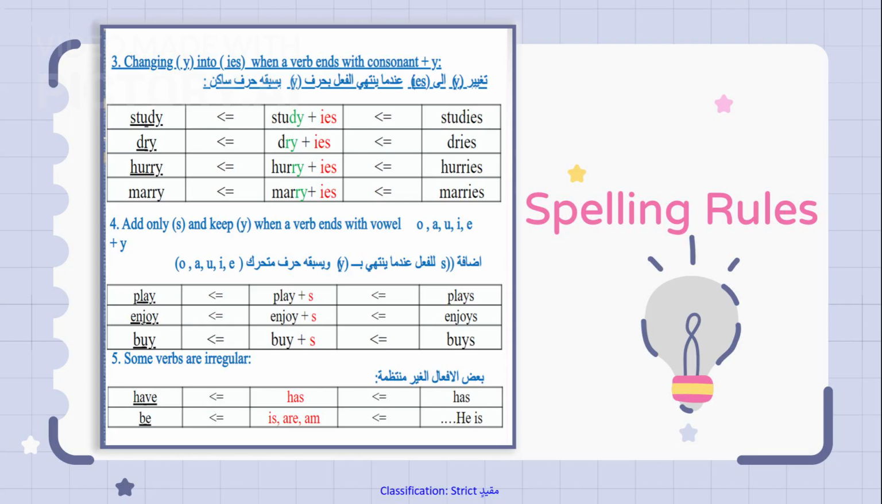Continuing with spelling rules, when a verb ends with a consonant and y, we change y to ies. For verbs ending with a vowel and y, we simply add s. Understanding these rules helps us write accurately in the simple present tense.